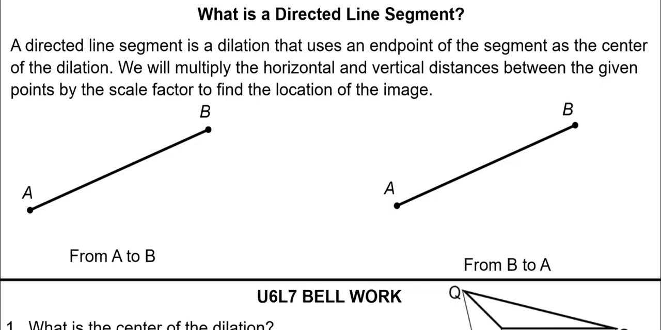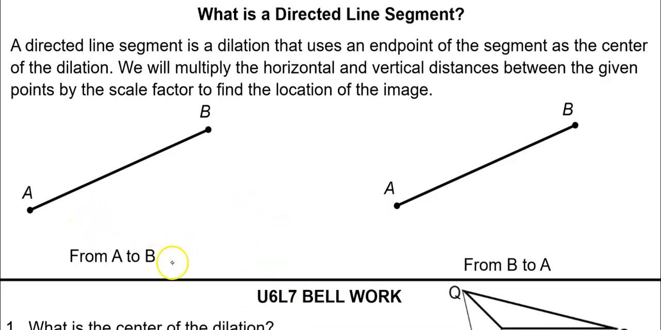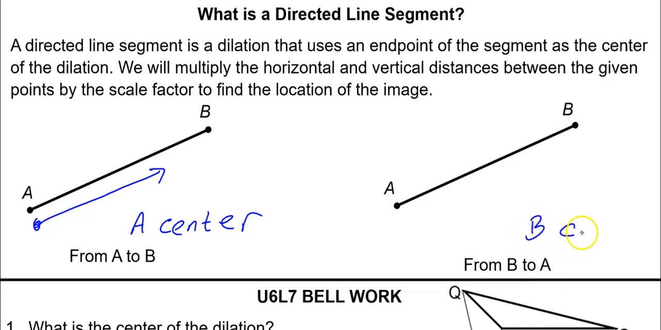And then we have what we call directed line segments. So a directed line segment is a dilation where one end of my segment is going to be the center. So if we're going from A to B, that means A is the center. So start at A, go to B. A is going to be the center of my dilation. If we're going from B to A, that means B is the center. B stays put. And we start at B and we go that way.